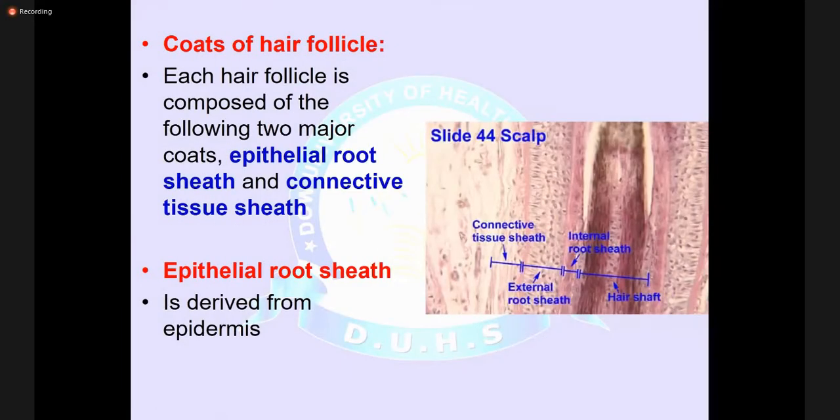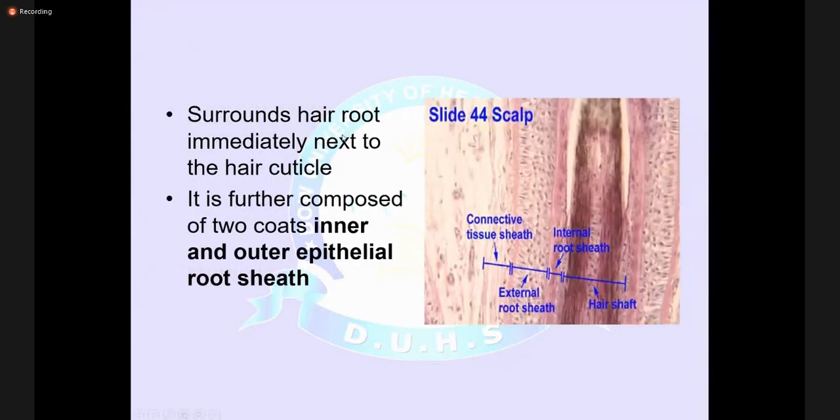So we have the coats of the hair follicle as well. Each hair follicle is composed of two major coats: the epithelial root sheath and the connective tissue sheath. The epithelial root sheath is the covering that is derived from the epidermis and surrounds the hair root immediately next to the hair cuticle. It is composed of an inner and an outer epithelial sheath. So these two are the components of this sheath.